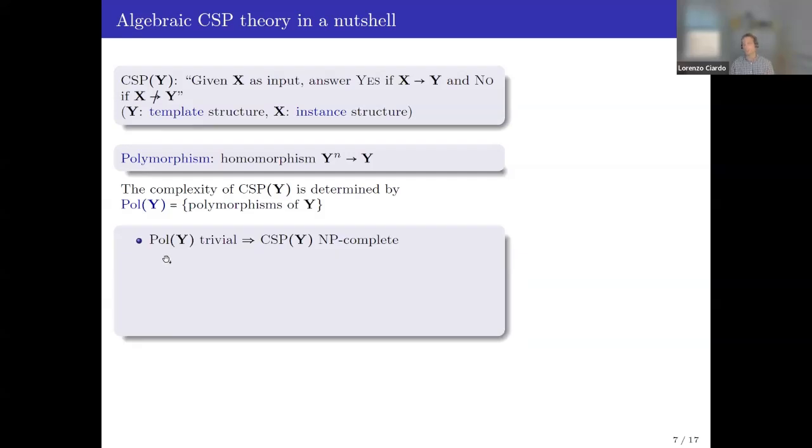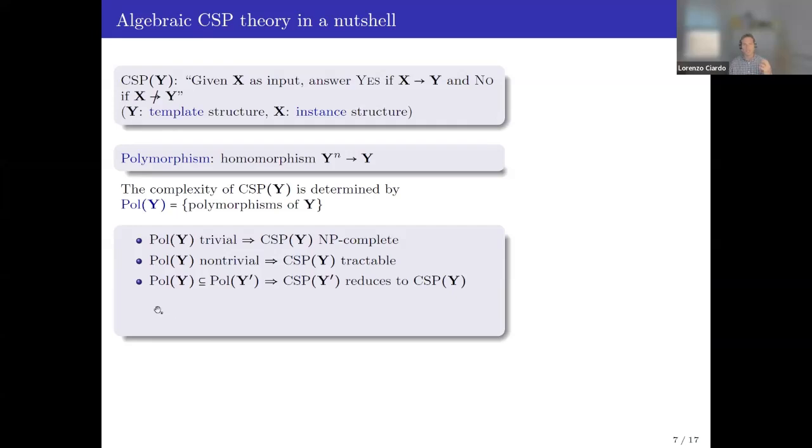If the polymorphisms are trivial, in the sense that I only have projections as polymorphisms, or something that can be derived from them, then the CSP is NP complete. If the polymorphisms are non-trivial, so if there is some interesting coloring of the bigger power graph, then the CSP is tractable. And polymorphisms capture the complexity of CSPs even at a finer grain. If the polymorphisms of Y are a subset of the polymorphisms of Y prime, then the CSP of Y prime reduces in polynomial time, in fact in log space, to the CSP of Y.